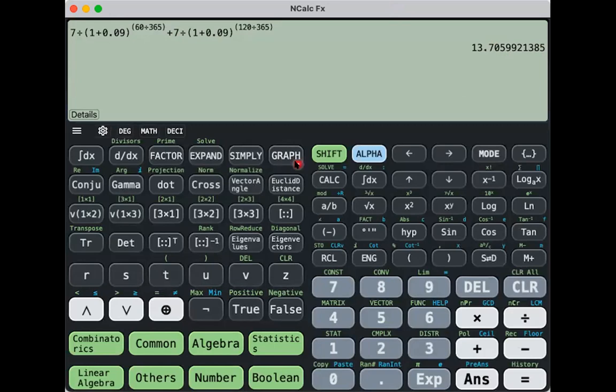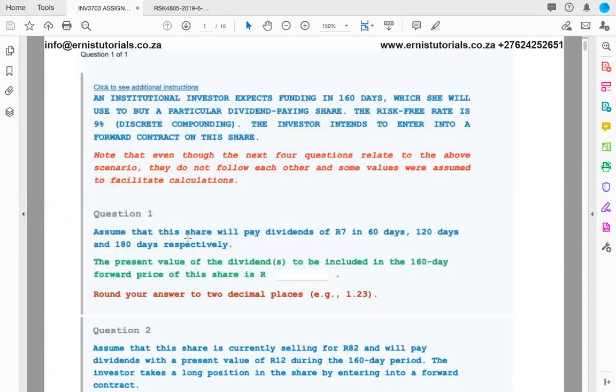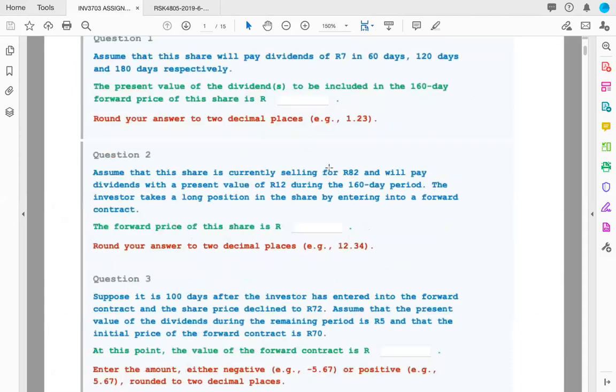Then next, let's go back. Question number 2 says, assume that the share is currently selling for 82 Rand. So now we're being given some assumptions here. Assume that the share is currently selling for 82 Rand and will pay dividends with a present value of 12 Rand during the 160-day period. The investor takes a long position. Remember, all the formulas in this module and in the textbook are from the perspective of the long party. So the investor takes a long position in the share by entering into a forward contract. And then you're asked to find the forward price of the share.